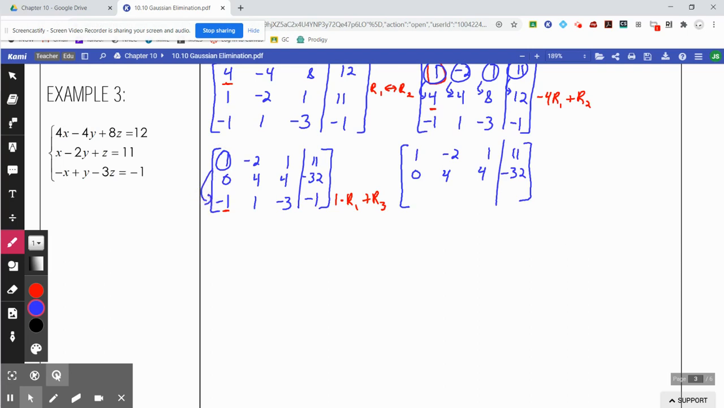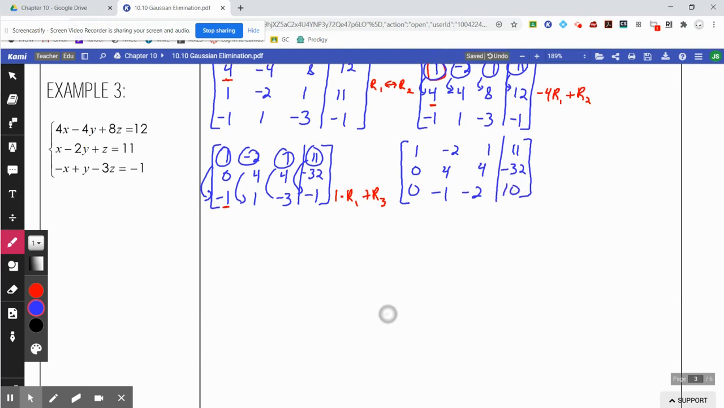1 times this added to this is 0. 1 times this added to this is -1. 1 times this is 1, added to this is -2. 1 times 11 is 11, added to this is 10. So now my first column is finished. Now let's move on to our second column. I need to turn this into a 1.